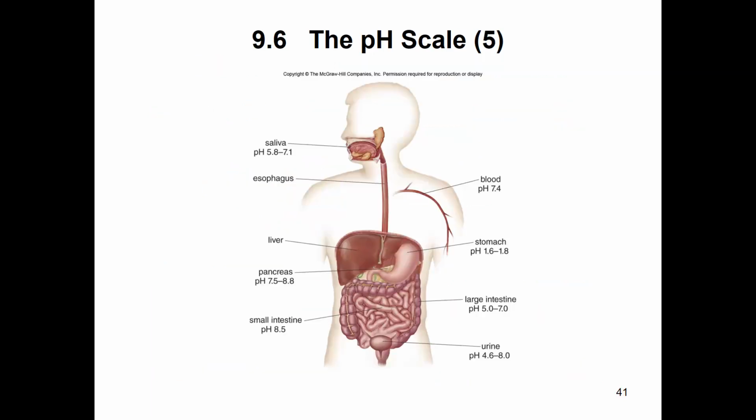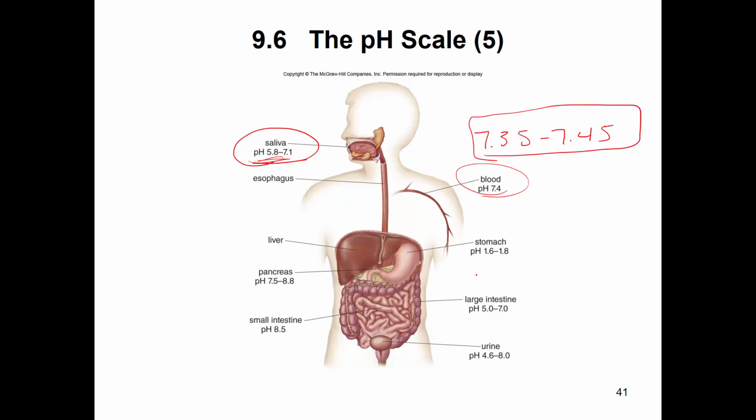And just interestingly, in the body, pH varies quite a bit in the human body. Where digestion begins to take place in the oral cavity, you have saliva, which is going to be between 5.8 and 7.1. In the esophagus, it should stay pretty neutral. Once it gets down into your bloodstream, you've got to stay between 7.35 and 7.45. That's a very narrow range that you've got to maintain. In your stomach, you're going to be somewhere around 1.7 pH, 1.6 to 1.8.